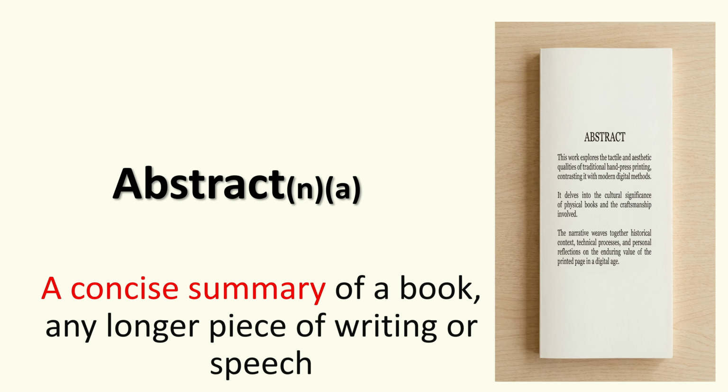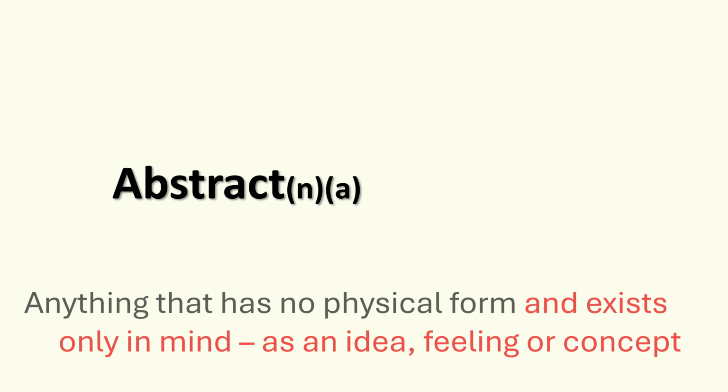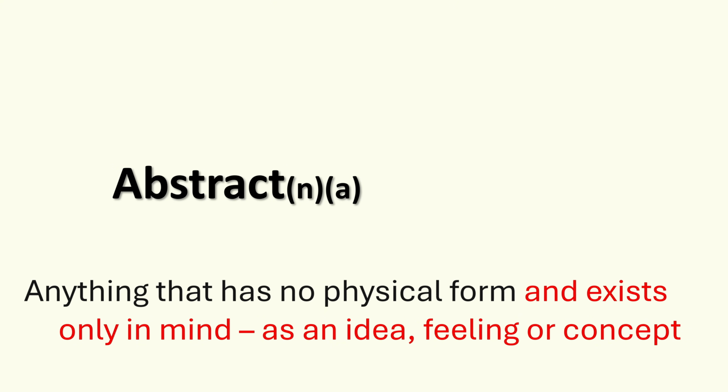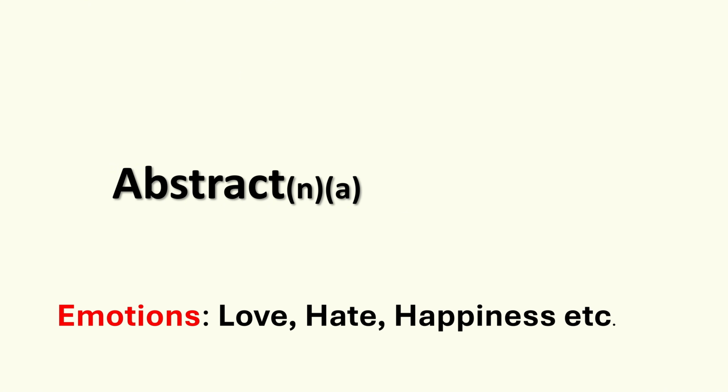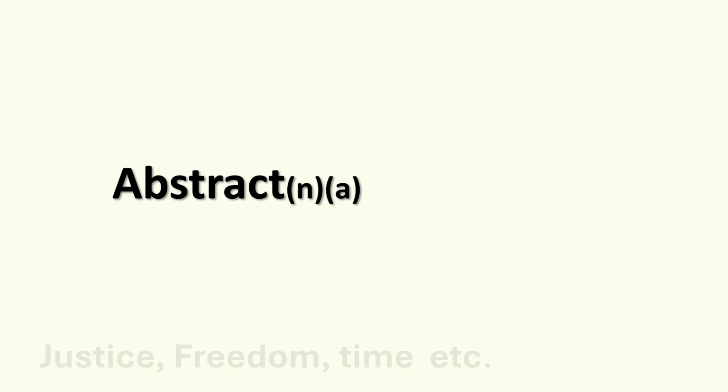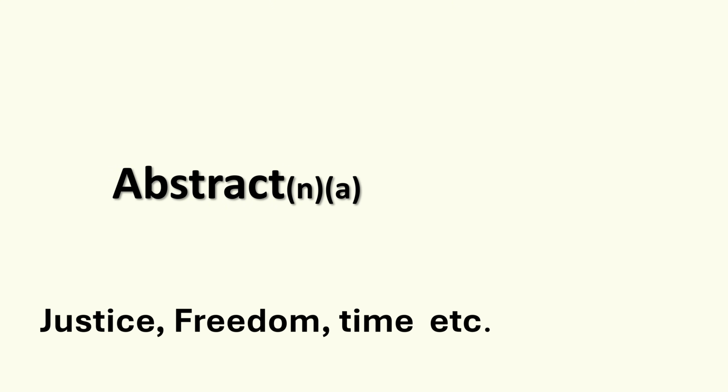Abstract as an adjective is used for anything which has no physical form and exists only in mind as an idea, feeling, or concept. For example, our emotions like love, hate, anger, happiness, etc., those are abstract. In the same manner, concepts like justice, freedom, time are abstract. They are not physical. You cannot see or touch them.